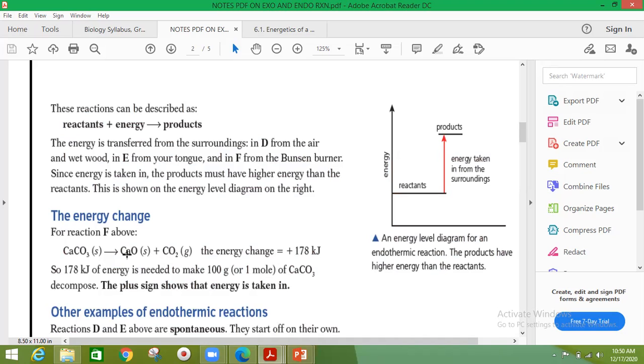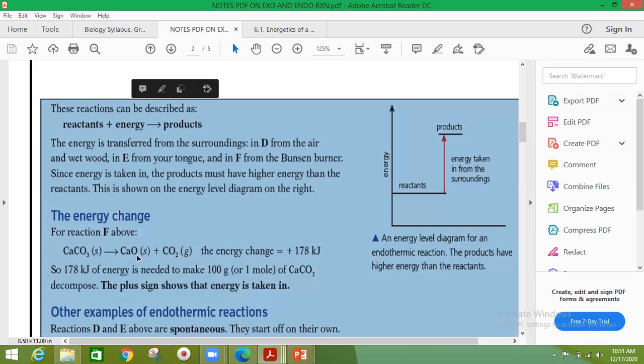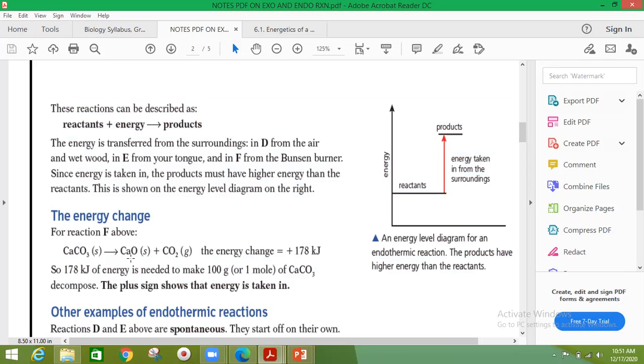Sometimes equations are given to you, and you need to draw a diagram according to the equation. So what you will do is remove the word reactant and instead write what is given in the equation before the arrow. Then remove the word product and write what is given on the product side. Here the product side is CaO plus CO2, so you write the same CaO plus CO2. That's it. And the arrow will remain the same because this is an endothermic reaction.